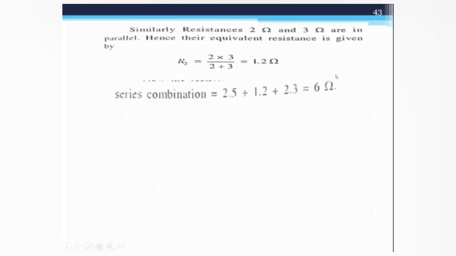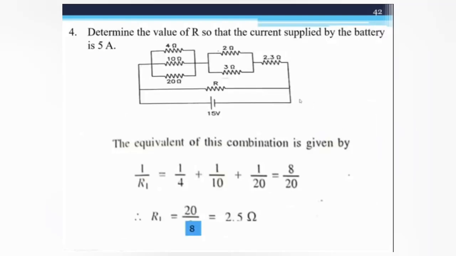So adding them, we get 6 ohm. After that, the 6 ohm resistor, the equivalent of this upper side resistance, is connected in parallel with this R. So we can write R into 6 divided by R plus 6, right?